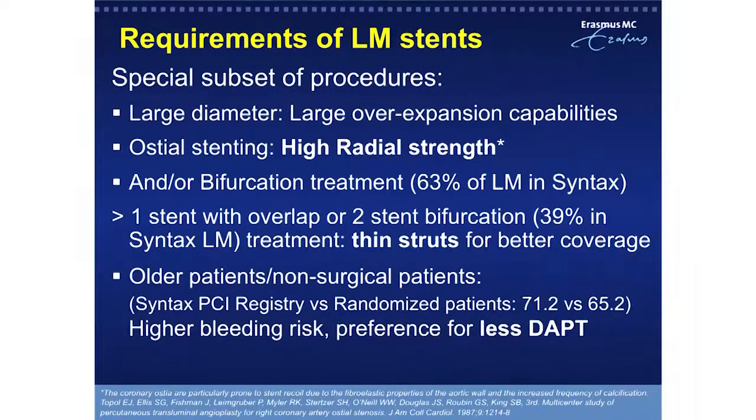But even the left main stents, I think they have a special subset of procedures. We talk about large diameters, and especially large overexpansion capabilities are necessary. If your proximal LAD is 3.5, you might want to go up to 4.5 or even higher in the left main area. That's more than in an LAD diagonal bifurcation.